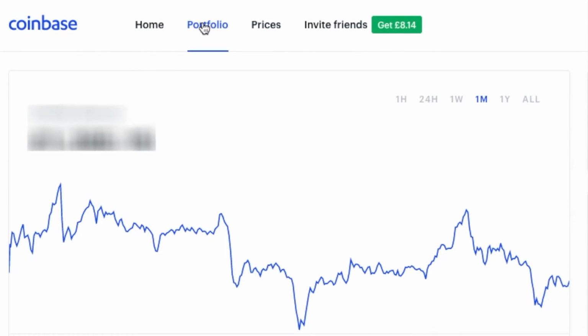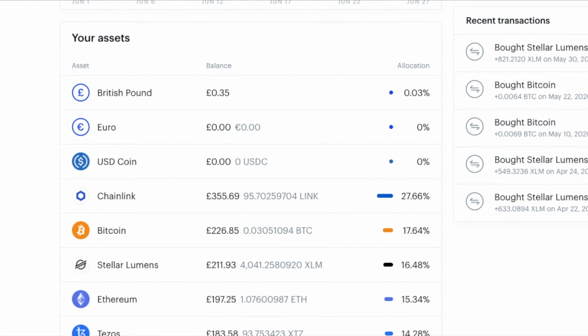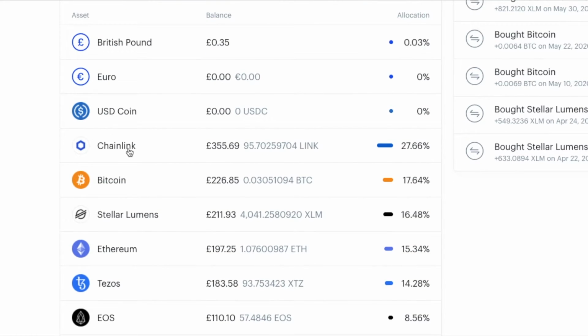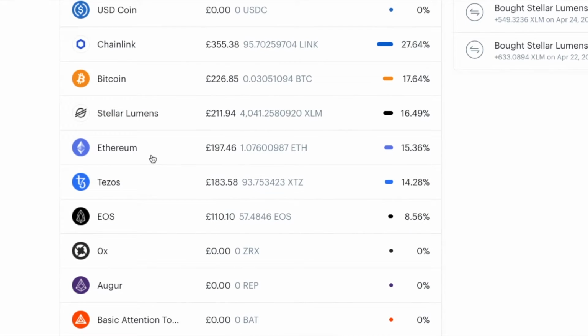Once you start buying cryptocurrencies, you can come to your portfolio page here, and it tells you what coins you do hold, and as you can see here, or currencies I should say, I hold Chainlink, Bitcoin of course, Stellar Lumens, Ethereum, Tezos and EOS. Okay, so those are the ones that I currently hold.